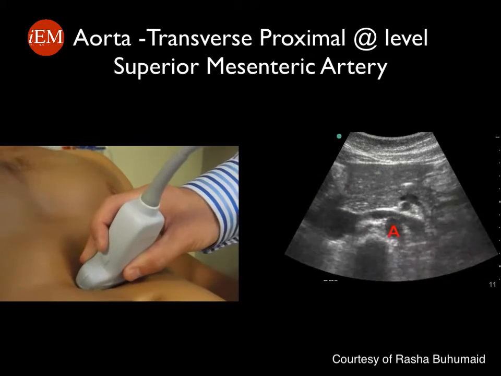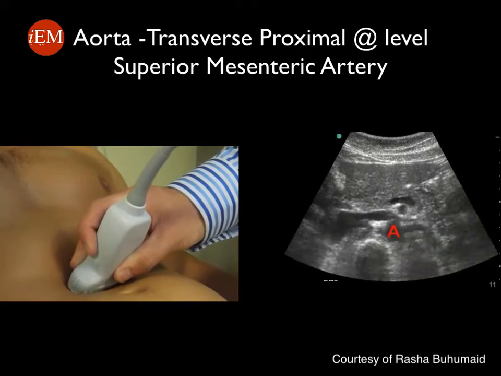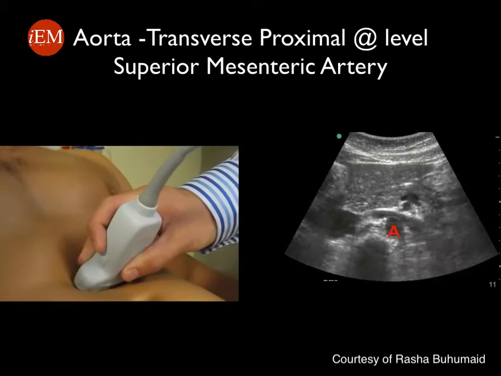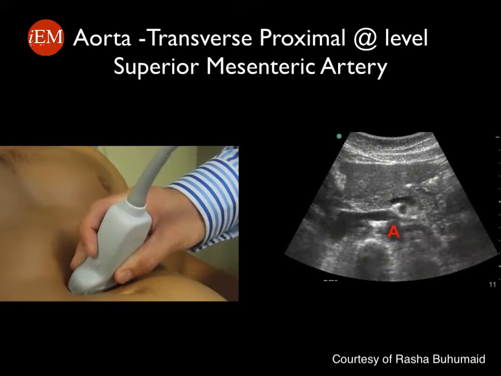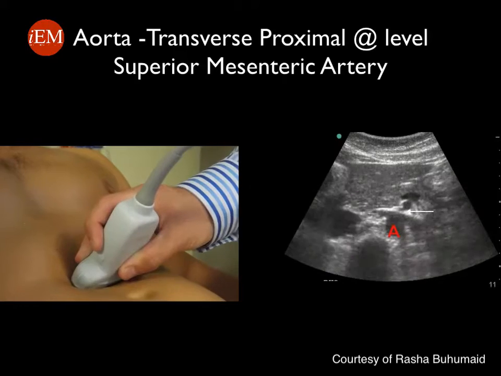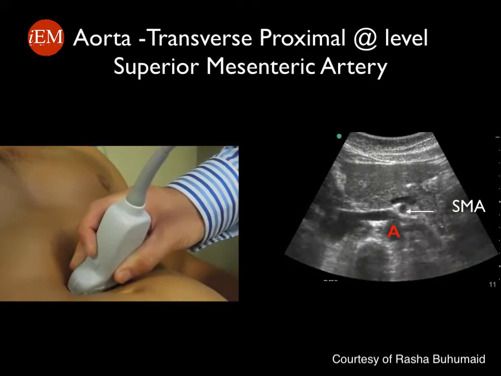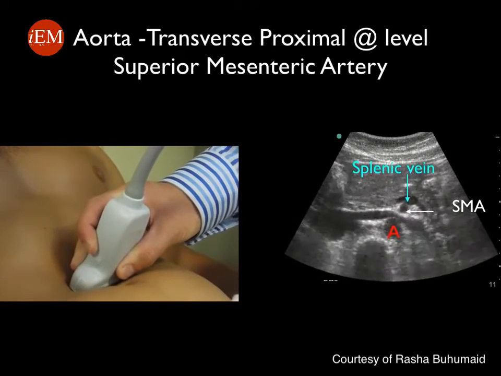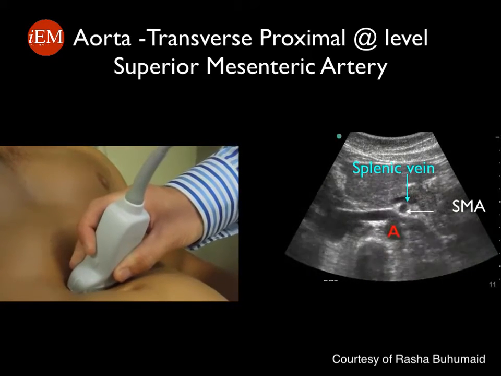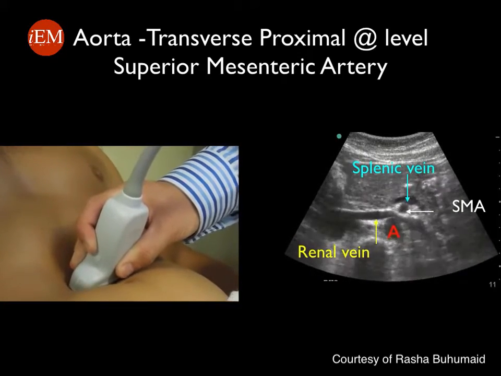You will track the abdominal aorta more distally, and at this level, you can actually see the SMA, the superior mesenteric artery, running parallel to the abdominal aorta. You can also sometimes see the splenic vein running on top of the superior mesenteric artery, as well as the renal vein.